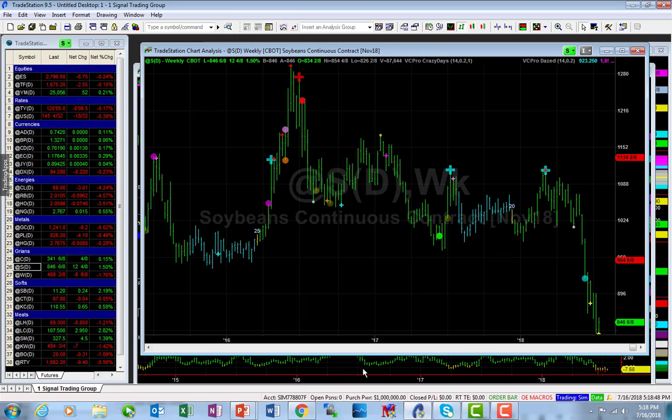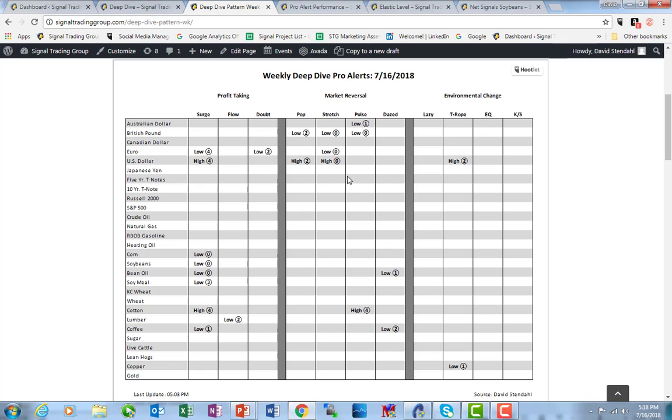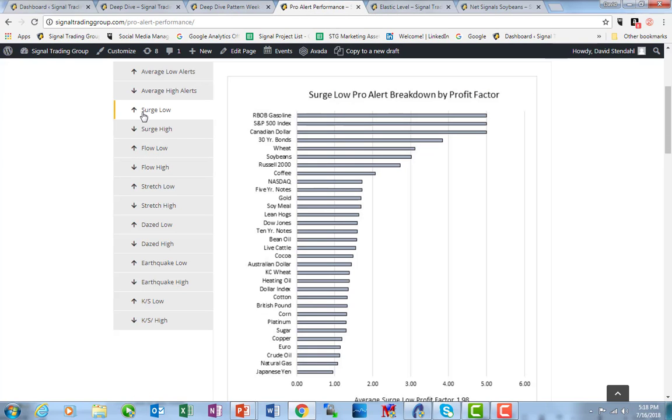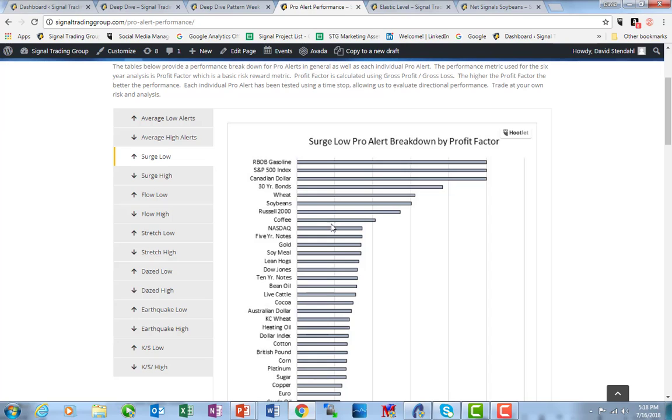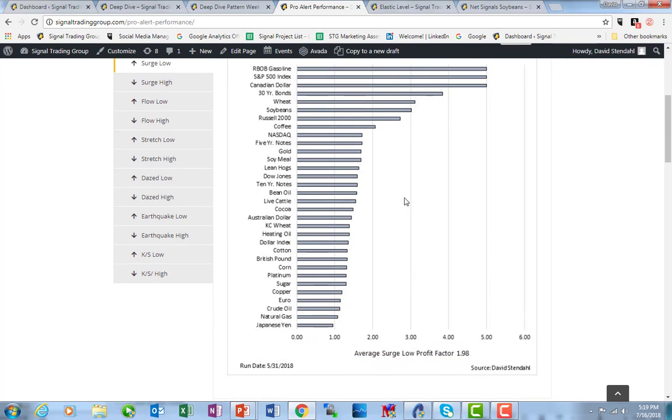If we take a look at the website, I just want to show this to you. Here is the surge low, that indicator I was just talking about. You can see soybeans here at the top end of the list. And you can see that under the analyses of all of the surge lows that we have, it actually does pretty well in its performance, with an average win to average loss of 3.